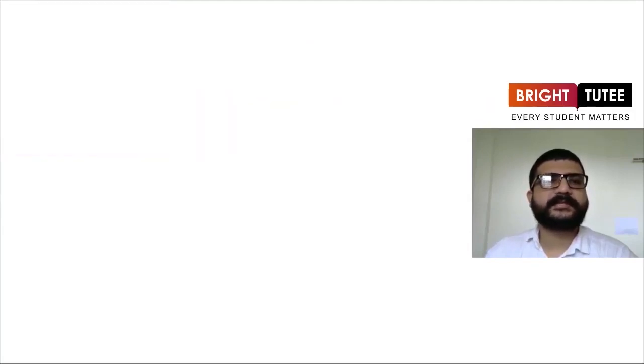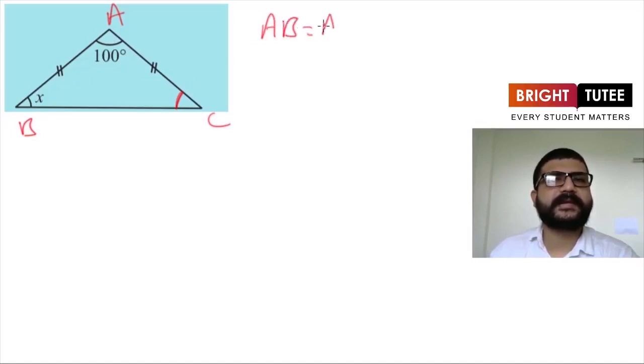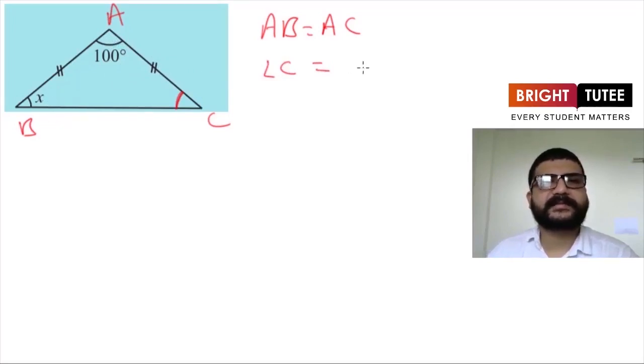Now the next question is this one, and here we have to find the value of x. Now can we use property of isosceles triangle? Yes, we can use that, but we can use that to find angle C, because here AB is equal to AC. Now it means angle C will be equal to angle B, or we can say angle opposite to AB, which is angle C, is equal to angle opposite to side AC, which will be angle B. And angle B is x. So it means angle C is also x. Now this angle is also x.